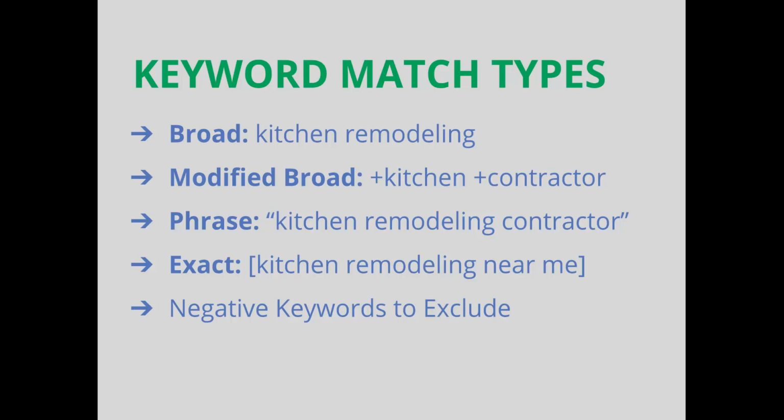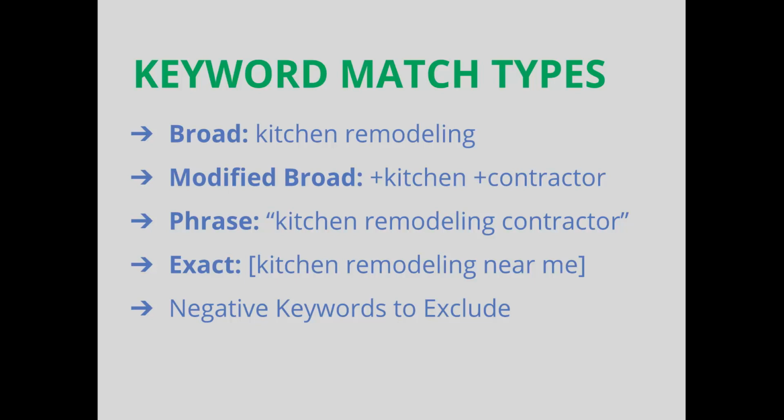The next one is phrase search, which is a little bit more strict. You're telling Google here that you want the particular phrase to be present within the user search. So this would only trigger if somebody actually typed in kitchen remodeling contractor, but it's also going to appear if somebody types in kitchen remodeling contractor in Texas or kitchen remodeling contractor near me. So as long as that phrase appears somewhere within the search, that's going to trigger your ad. And then the most strict keyword method is exact match.